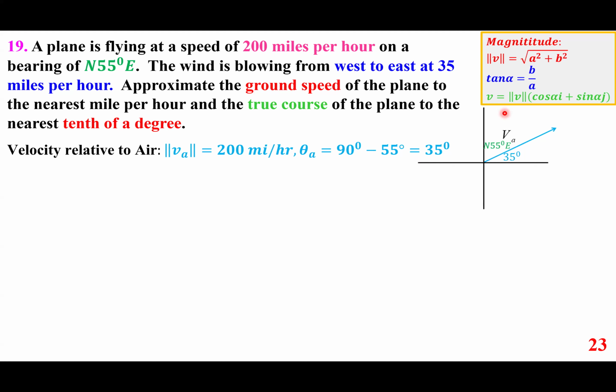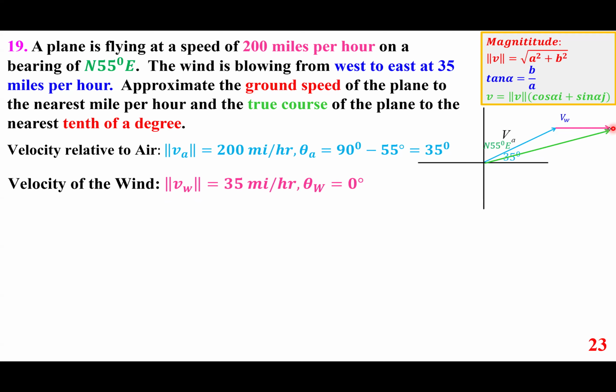The wind is blowing from west to east, that way, 35 miles per hour. So this one has a magnitude of 35 miles per hour, and the angle, this is parallel to the x-axis. The angle is 0. So that means we are going this way. And this is the angle that it makes with the positive side of the x-axis.